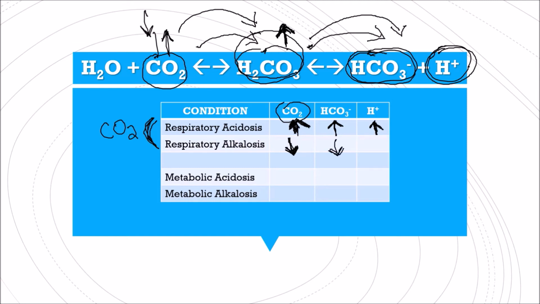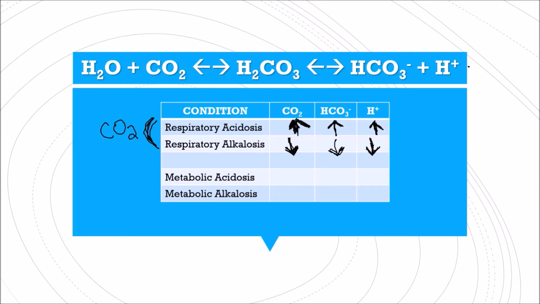So the bicarb's going to go down and your hydrogen levels are going to go down. Now let's do metabolic. Metabolic acidosis starts when, let's say you have diarrhea and you're getting rid of too much of your bicarb from diarrhea, your bicarb levels are going to go down. And that's the first cause of metabolic acidosis. You have diarrhea, your bicarb levels go down.